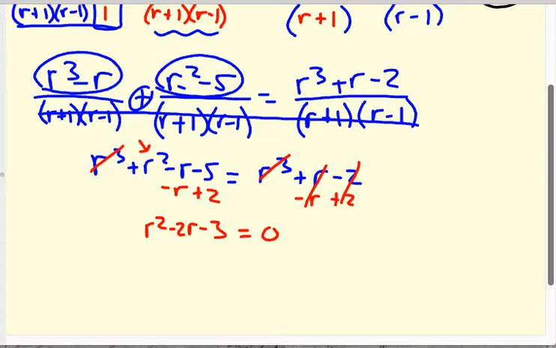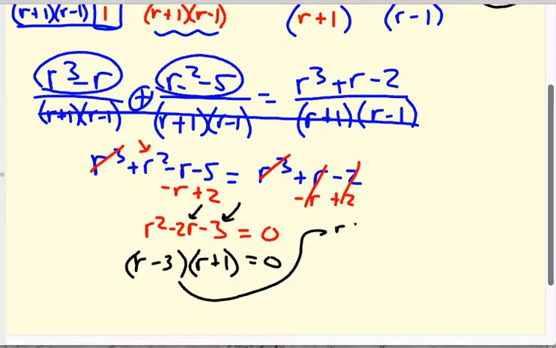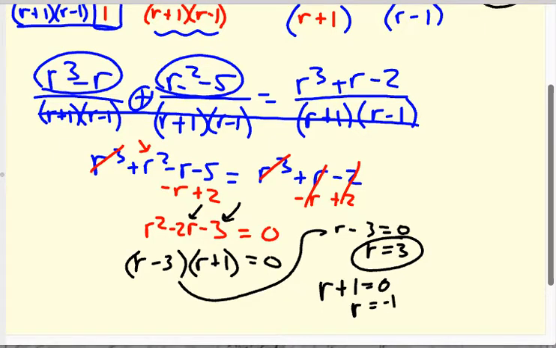This is a quadratic equation. You can use the quadratic formula, but it looks like it factors pretty easily. For r squared, it's r and r. It's just a general trinomial. Factors of negative 3 that add up to negative 2, well, that's minus 3 and plus 1. Now, my answers are going to be this. R minus 3 equals 0, and if I add 3 to both sides, I get r equals 3. There's one solution. R plus 1 equals 0. Subtracting 1 from both sides, I get r equals negative 1.